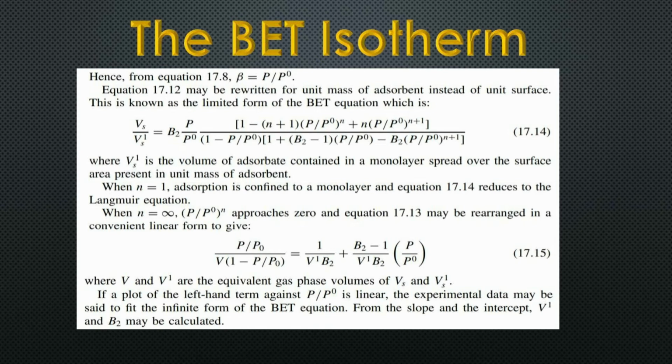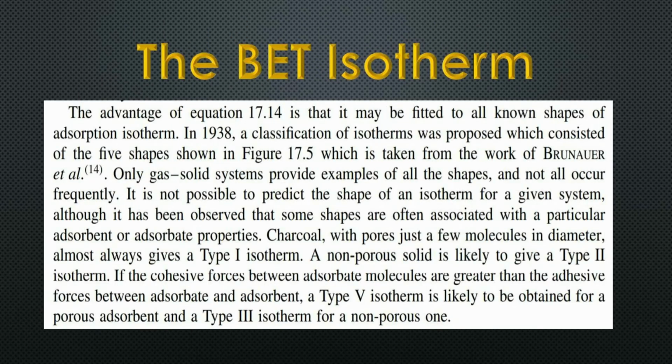When n is equal to infinity, (P over P0) raised to n approaches 0, and equation 17.13 may be rearranged in a convenient linear form to give equation 17.15, where V and V1 are the equivalent gas phase volumes of V_s and V_s^1. If a plot of the left-hand term against P over P0 is linear, the experimental data may be said to fit the infinite form of the BET equation. From the slope and the intercept, V1 and B2 may be calculated. The advantage of equation 17.14 is that it may be fitted to all known shapes of adsorption isotherm.